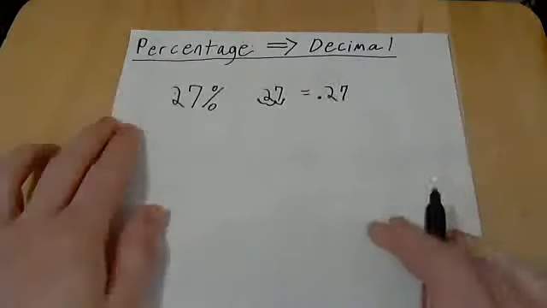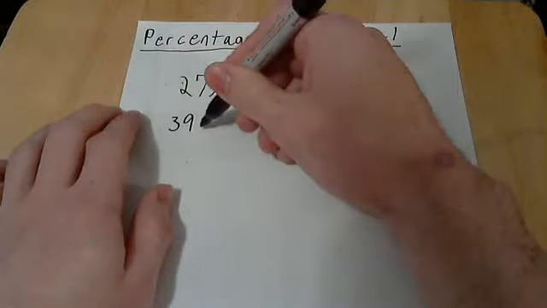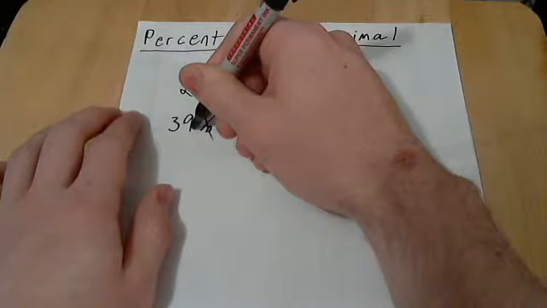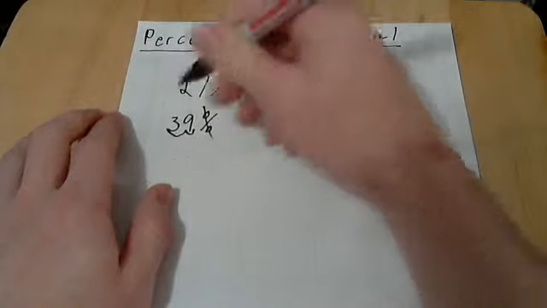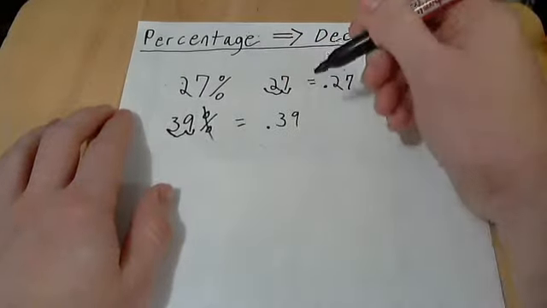0.27 as our decimal. So now let's take another one, 39%. Now again, we're going to drop this percentage sign, and we're going to move our decimal 2 places to the left, which will give us 0.39 as a decimal.